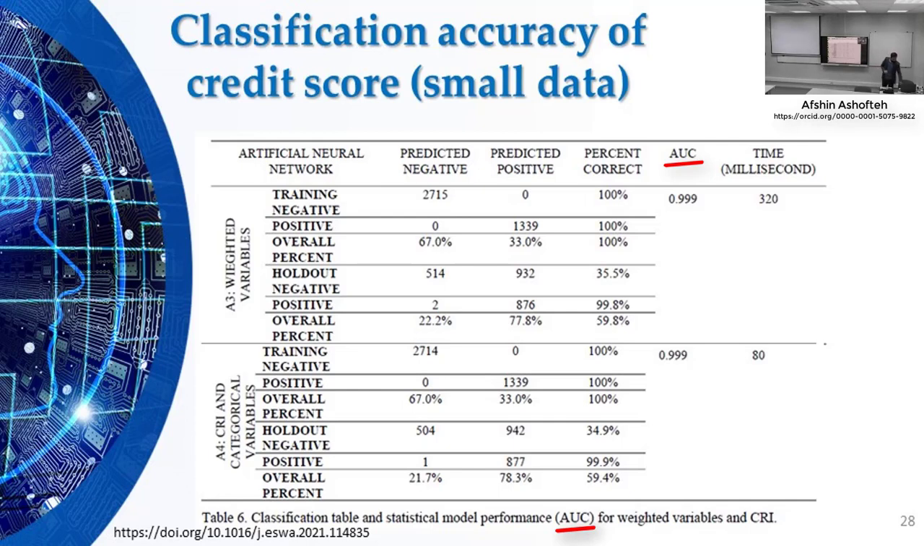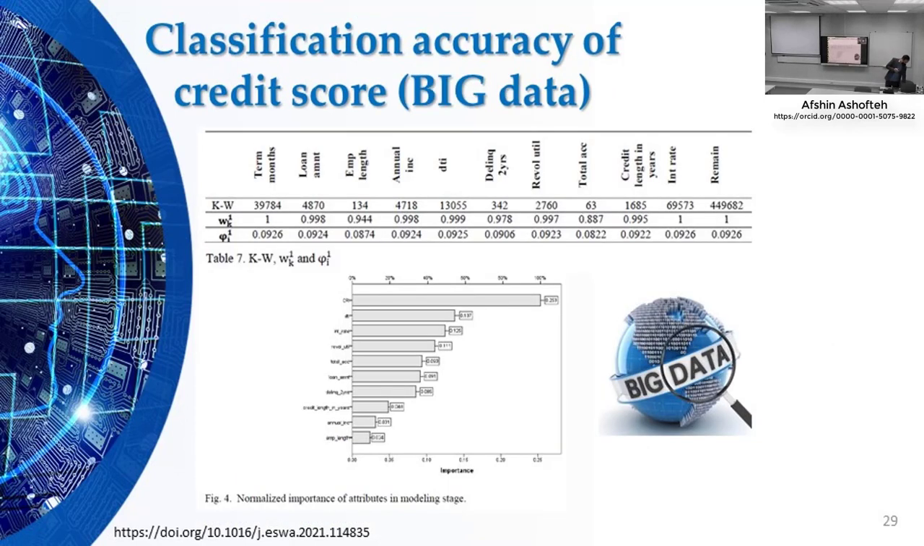So in table 6, model A3 includes all variables belonging to bad loans to the power of W, except for the nominal features. We consider all nominal variables and CRI in model A4 as features of the model. And as is evident in table 6, model A4 did not provide more significant results than model A3, except for less computation. But it is also important.